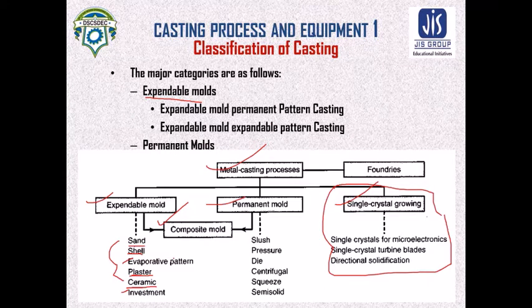In today's lecture, we will see sand casting, shell casting, plaster molding and ceramic molding in detail. After this lecture, in the next lecture, casting process and equipment 2, we will study evaporative pattern, investment casting and slush casting, pressure die casting, centrifugal casting, squeeze casting and semi-solid casting. We will study about this in the next lecture. So in this lecture we will study sand casting, shell molding, plaster molding and ceramic molding.